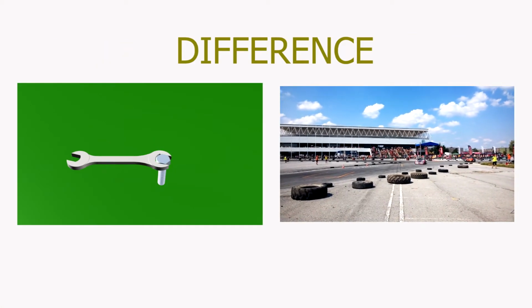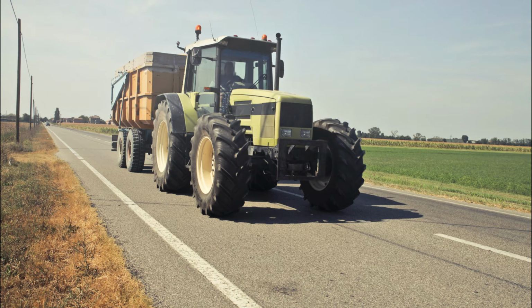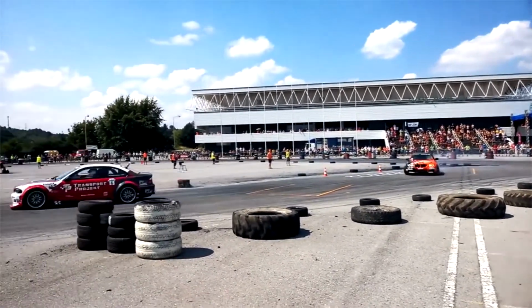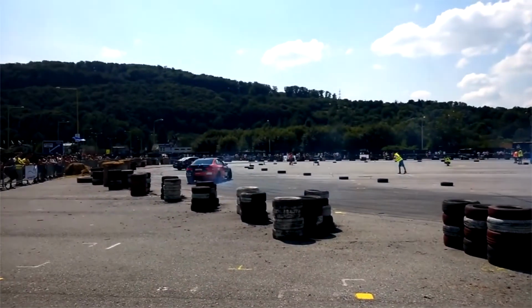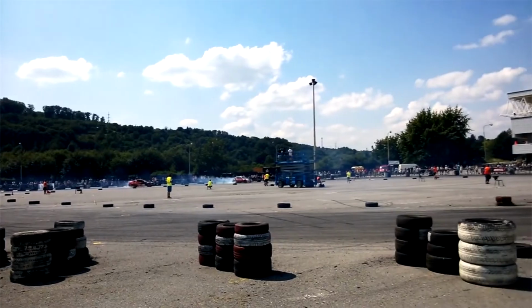Differences. Torque is the pulling capacity of an engine or motor. More torque, more weight it can pull. Whereas horsepower tells us how quickly an engine can do work. More horsepower, more work in less time.